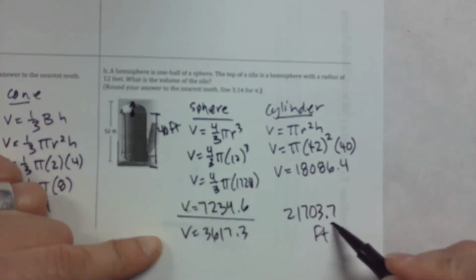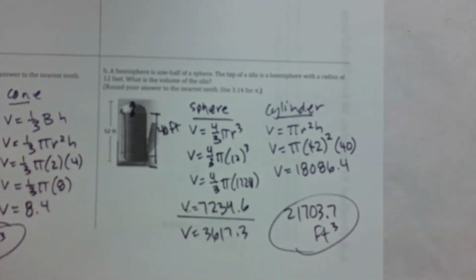What were we using here? Feet. And again, I'm filling this up with cubes, so it is cubic feet. So there we go for finding volumes of composite figures. I'm just finding the volume of each of the pieces and then adding those together.